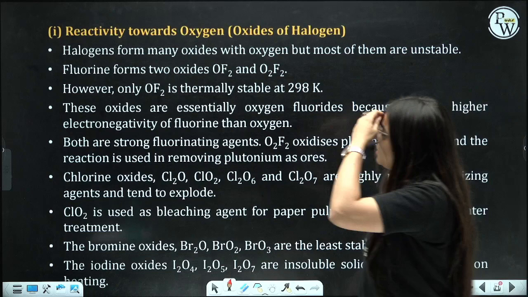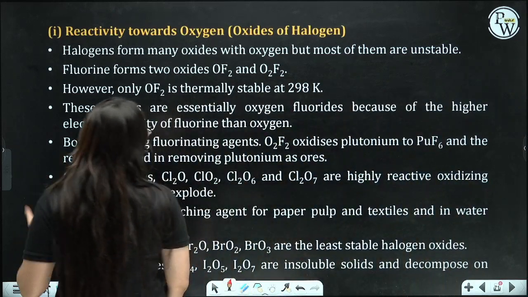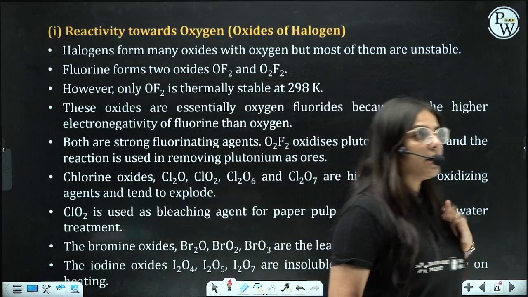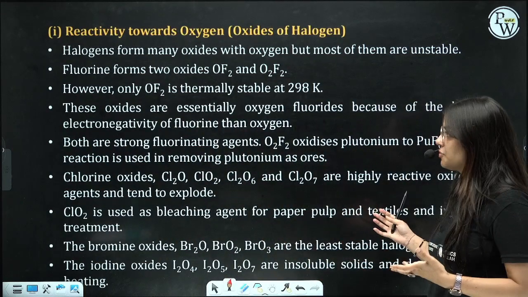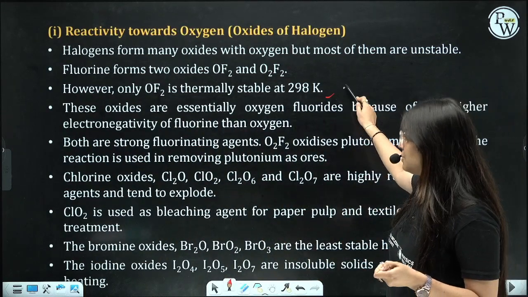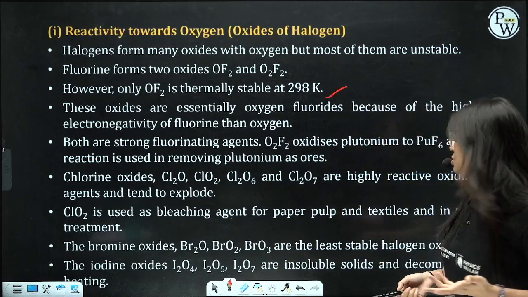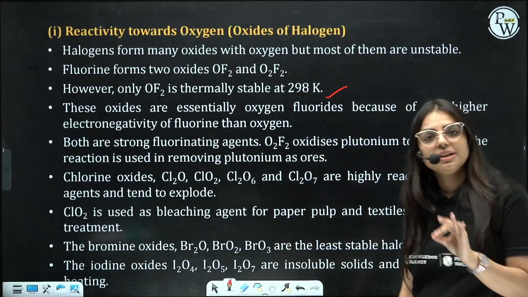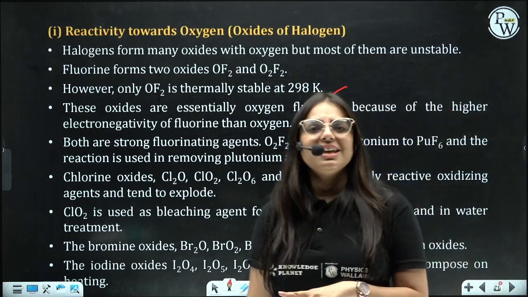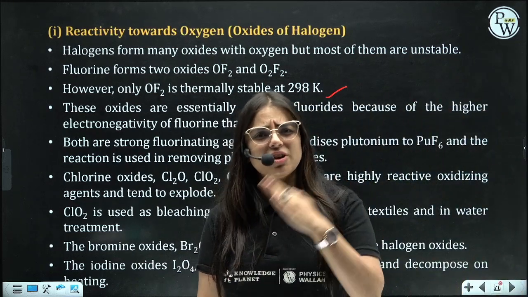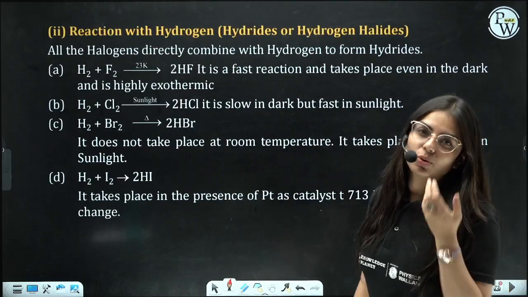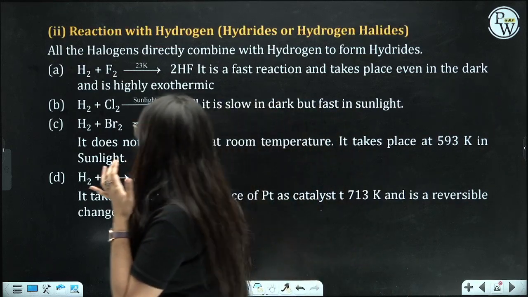Let's see the reactivity towards oxygen. When they react with oxygen, they can form fluorides, O2F2, OF2, these kinds of compounds. OF2 is thermally stable, this you should know. Chlorine oxides are also formed, such as Cl2O, ClO2, Cl2O6, Cl2O7. Remember, fluorine can always show -1. Chlorine can exhibit -1, +1, +3, +5, +7. So they can form different compounds as per that. And you can always remember that chlorine can act as a bleaching agent also.